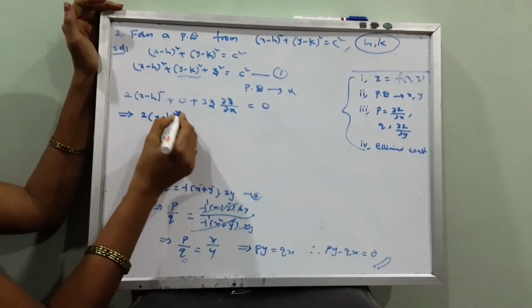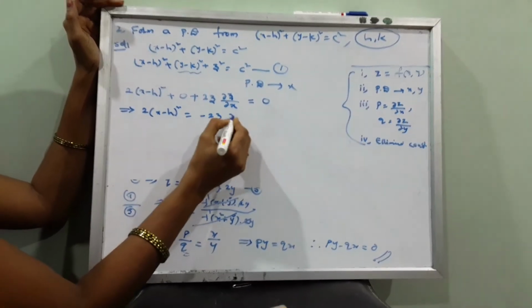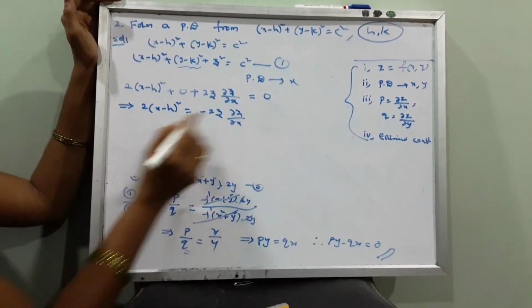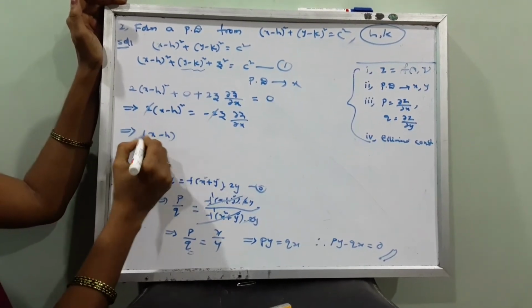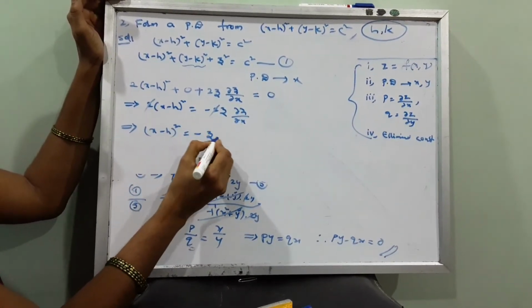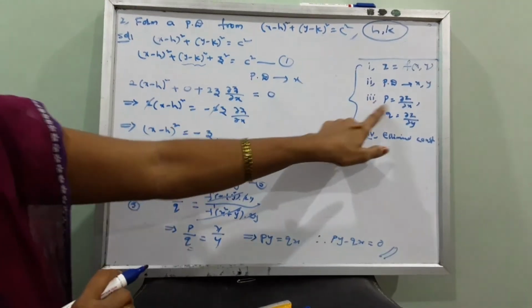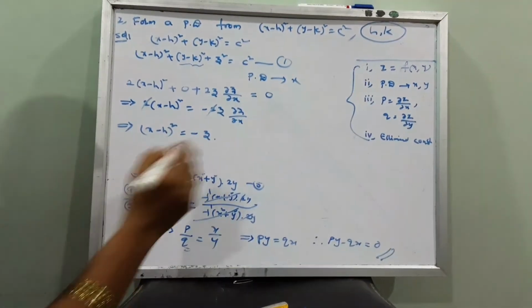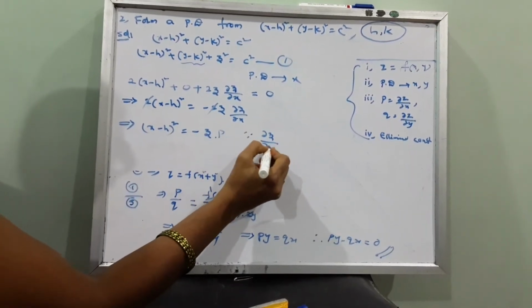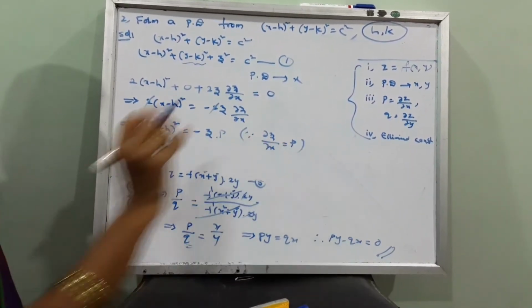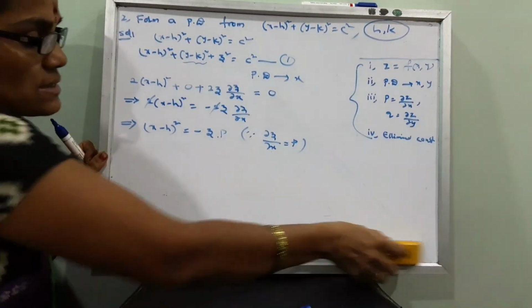This implies 2 into x minus h plus 2z into dou z by dou x is equal to 0, so 2 will get cancelled, and x minus h is equal to minus z into dou z by dou x. In the third step, put dou z by dou x is equal to p, just to substitute in this, since dou z by dou x is equal to p.